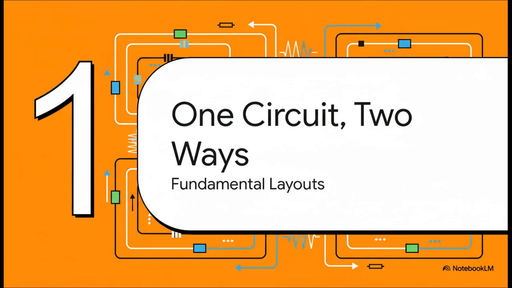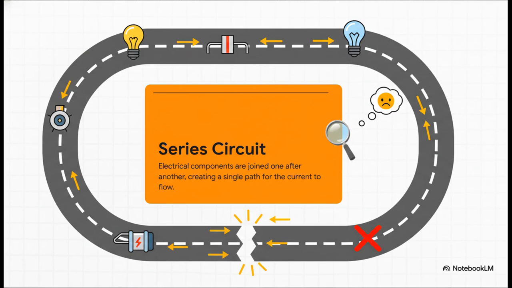First up, one circuit, two ways. Let's make sure we're all on the same page about these fundamental layouts. A series circuit is the simple one. The best way to think about it is like a single-lane country road. The current has only one path to follow. It has to go through every single component, one after the other. And that means if there's a break anywhere in that road, the whole thing just stops.